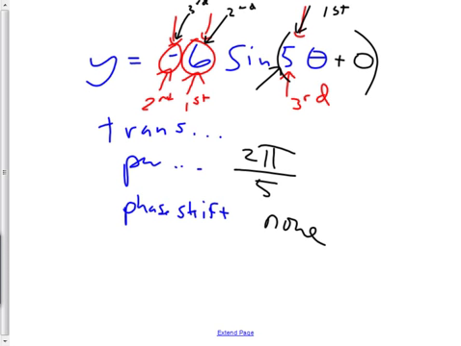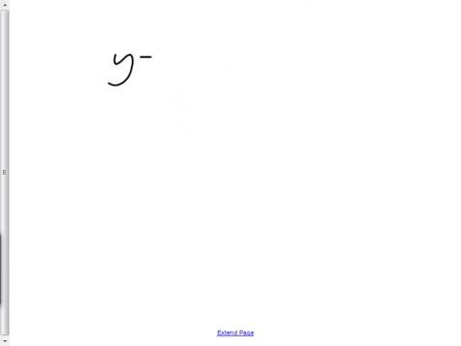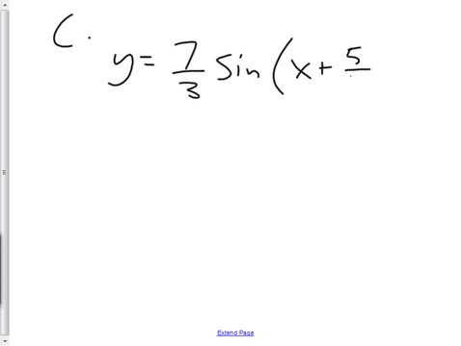So would you read me C as in cat? y equals 7 over 3 times sine of x plus 5 over 6, minus 1. Is there a pi in there, or is it just 5 over 2? Okay. So is that a phase shift? Yes. And it is as simple as it looks. That's the phase shift. Done.